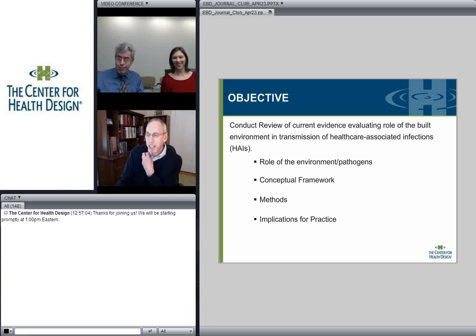Okay, great. The overall objective of the research was to conduct a review of current evidence evaluating the role of the built environment in the transmission of healthcare-associated infections. It covers the role of the environment and the role of the pathogen. They developed a conceptual framework. There's a discussion of methods and implications of practice.